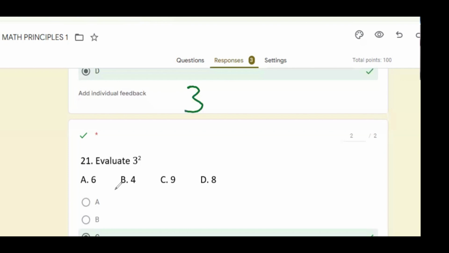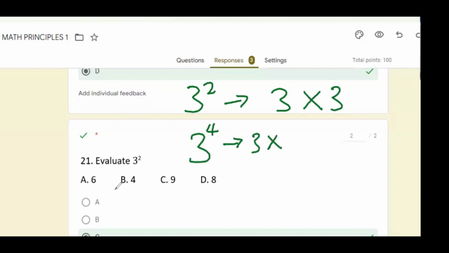So 3 squared is the same thing as 3 multiplying itself the number of the power. That's 2 times. But suppose you have 3 to the power of 4, for example. This means 3 times 3 times 3 times 3. And for 3 squared, it is 3 times 3, which is 9. But if it is 3 to the power of 4, it is simply 3 times 3 is what?